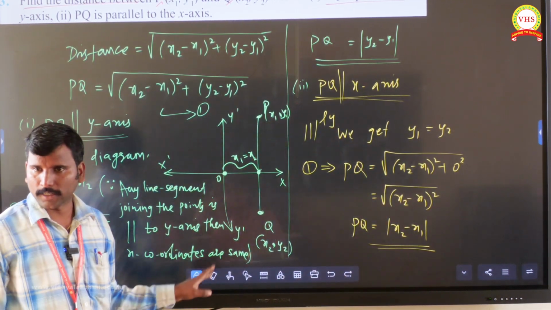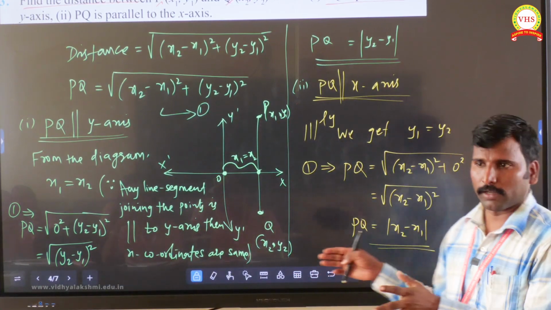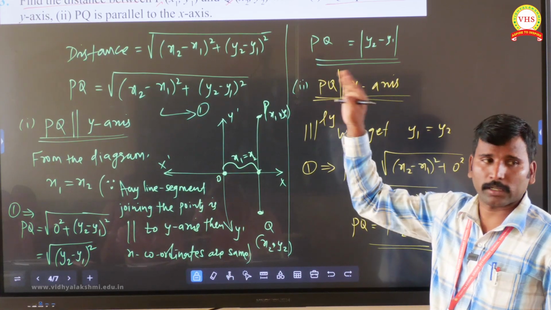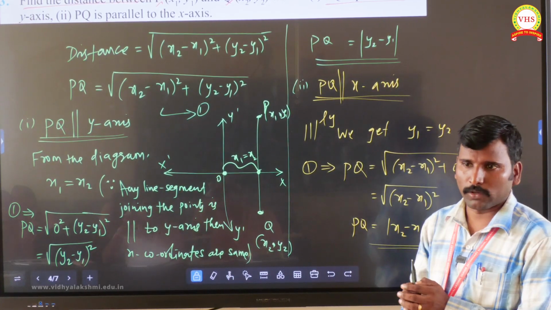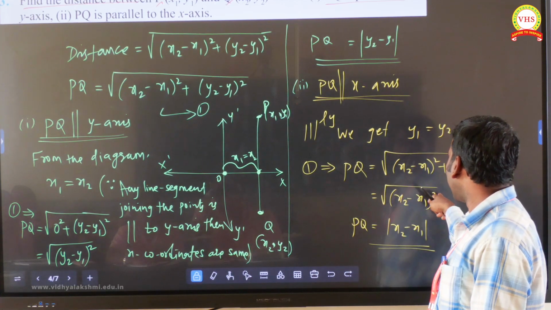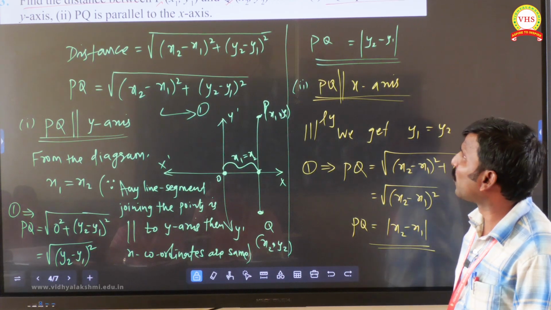Is it understood, children? It's very important why I am giving modulus. When we have a square root, inside there is a square, and a square will give a positive value. So when we remove that square, we should give that modulus. It's important. Understand? Right. Is it okay, children?